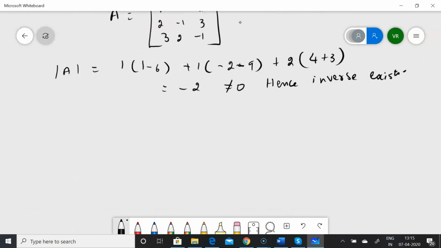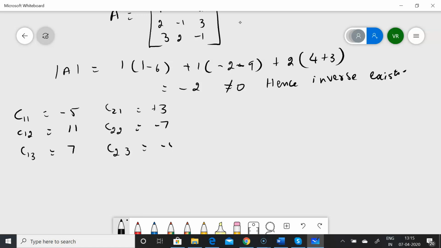Now, let us get the cofactor of these elements. C11 is minus 5. C12 is 11. C13 is 7. C21 is plus 3. C22 is minus 7. And C23 is minus 5. C31 is minus 1. C32 is plus 1. And C33 is 1.